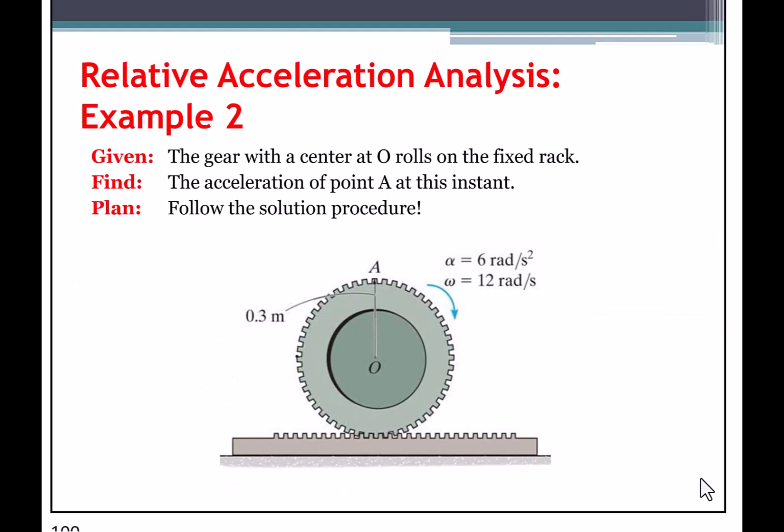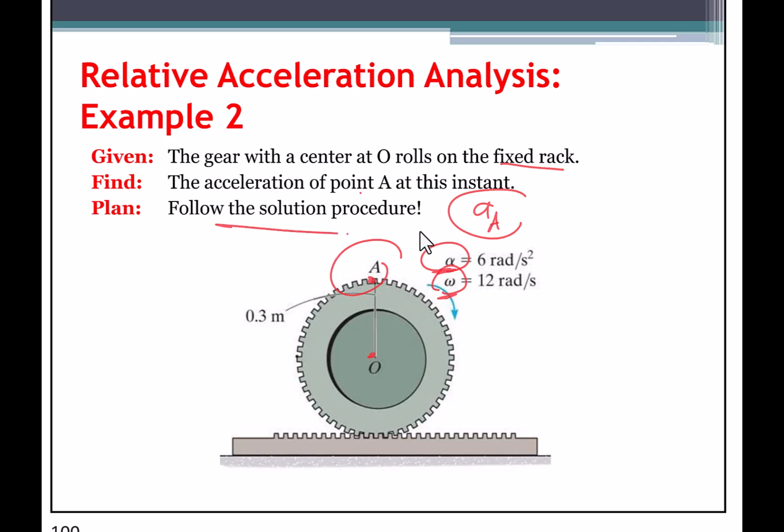Let's look at this example. It's a simple example where the gear with center O rolls on a fixed rack. They give me the angular acceleration and the angular velocity. So this is 6 radians per second squared and this is 12 radians per second. And you want to find the acceleration of point A. They only give me this, the angular acceleration of the disk.